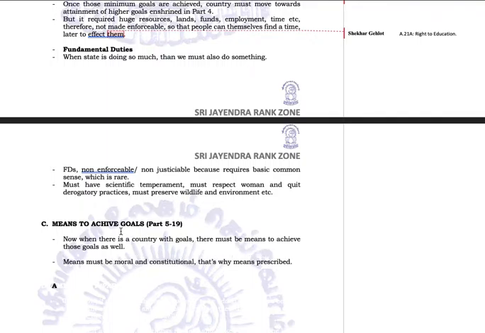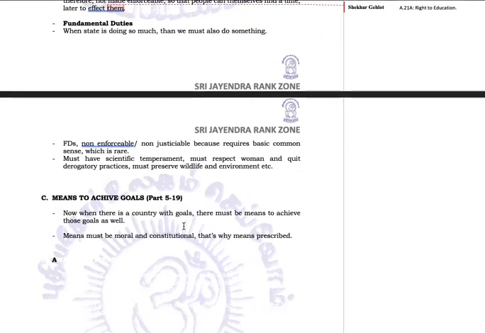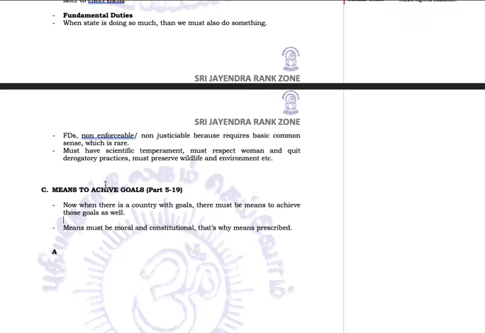Okay, so these means run from part 5 to 19, quite elaborate. Like I discussed, we have 22 parts in the constitution, and out of those 22 parts, almost 75% portion is consumed by the means to achieve those goals. Okay, these are part 5 to 19. For a moment, we'll skip this particular portion. We'll come back to it in the last part.